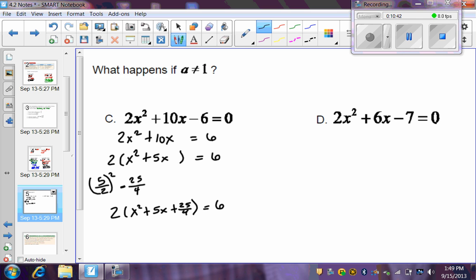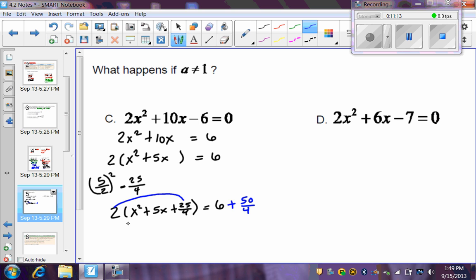Now, here's also a new part, because when the a was 1, you really were only adding that new term to the other side. But now, you have to remember to multiply by whatever you factored out there. In this case, it was a 2. So we have to multiply 2 times 25/4, and that's what we have to add to the other side. So 2 times 25 would be 50. So that would be 50 over 4.